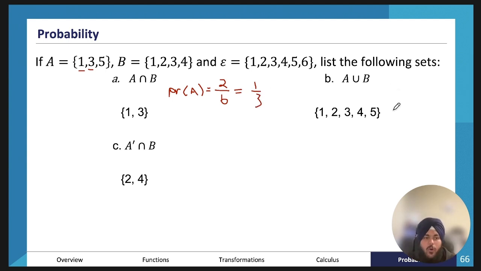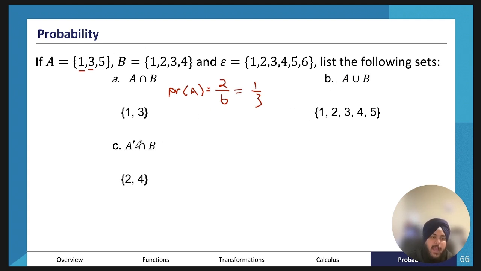Now if we look at A or B, that just gives you all elements that are in A or B. So it can be either in A just by itself, B by itself, or both common elements as well. So in this case, it will be 1, 3, 5, 1, 2, 3, 4. So all of these numbers.